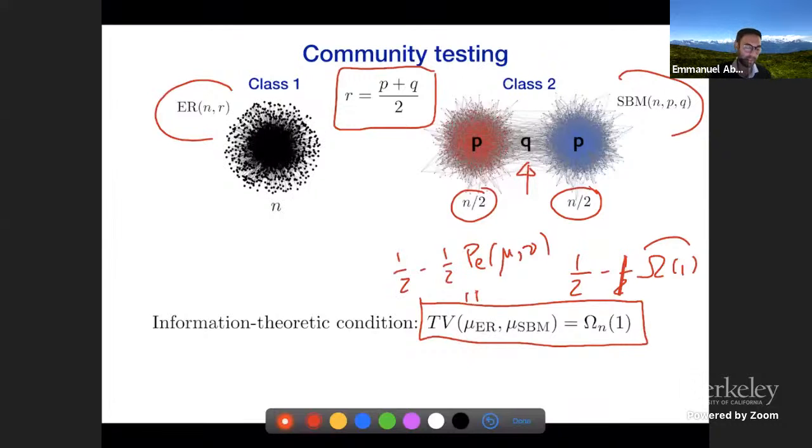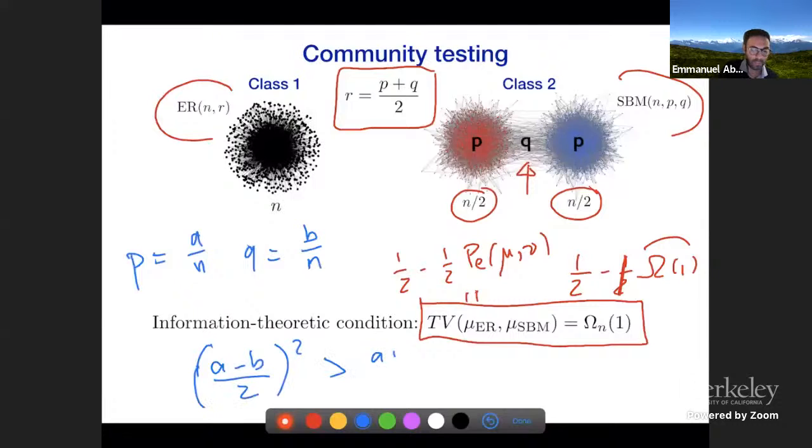Okay, so this has been studied for some time, and we know that you can succeed in doing this even in the sparse regime, when P is equal to a by n and Q is equal to b by n. As long as (a minus b) divided by 2, squared, is more than (a plus b) divided by 2, which is the KS threshold, then this total variation distance is going to be bounded away from 0. So you can solve this testing problem. Any questions on the setting?